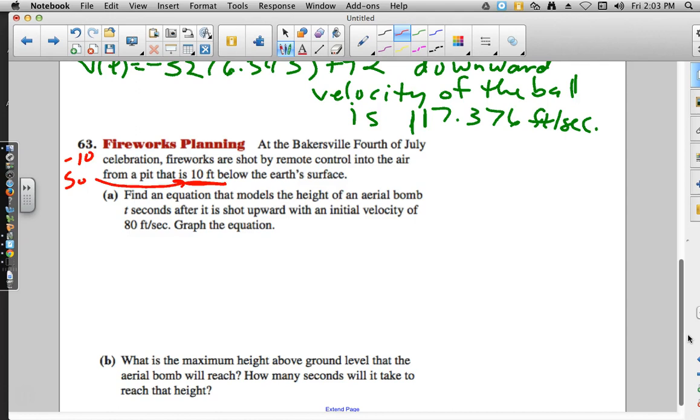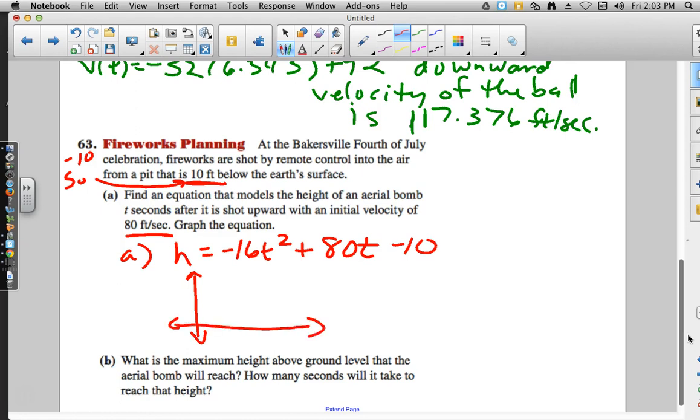Find an equation that models the height of an aerial bomb t seconds after it is shot upward with an initial velocity of 80 feet per second. So we're in feet again, and then it says to graph it. So for A, we're going to go ahead and put these back into the formula, and because gravity stayed the same, we're going to have half of our 32, so -16 t squared, and our initial velocity here they said was 80. And then again, since it's under the ground, we have to put a -10. That's probably where anybody messed up, if they did mess up.